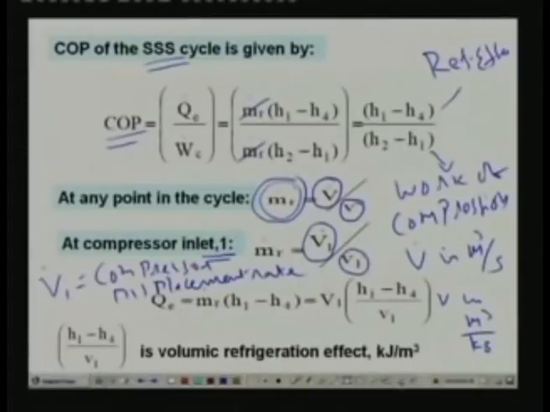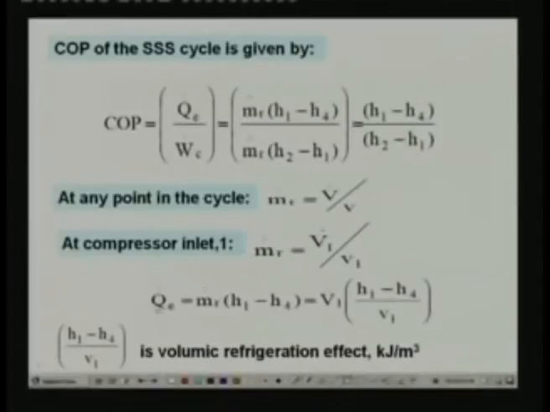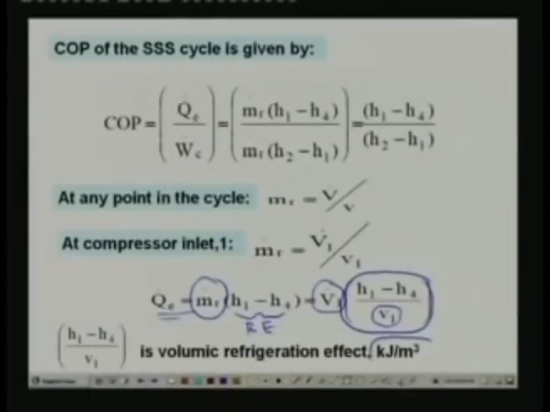Now what we do is we write the refrigeration capacity, which is equal to mass flow rate into H1 minus H4, which is nothing but your refrigeration effect. And the mass flow rate is written in terms of the volumetric flow rate at the compressor inlet V dot 1 and the specific volume of the refrigerant at the compressor inlet V1. So Q dot E is written as V dot 1 into H1 minus H4 divided by V1. Now this parameter H1 minus H4 divided by V1 has the units of kilojoule per meter cube, and this parameter is called the volumic refrigeration effect.